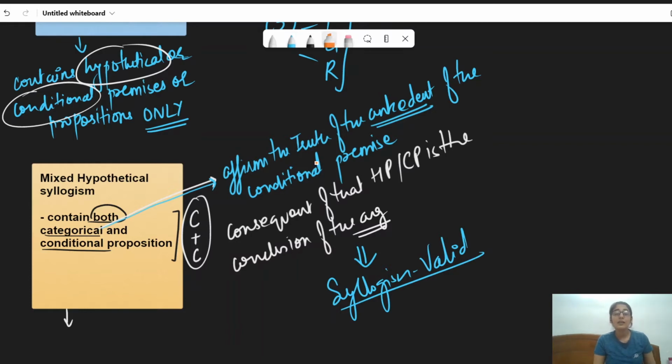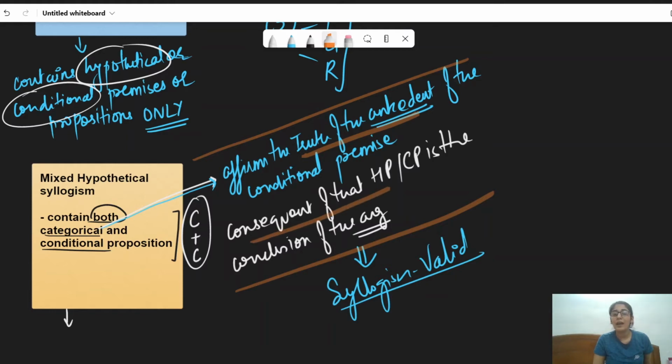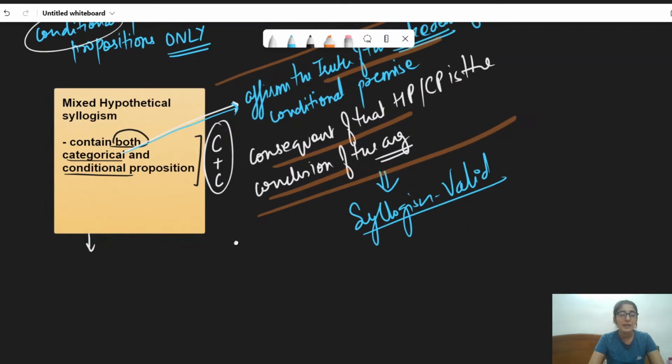Now this is the definition of it. It is very important. Let's do it again. The premises used in a mixed hypothetical syllogism affirm the truth of the antecedent of the conditional premise, and the consequent of that conditional or hypothetical premise is the conclusion of the argument. If this is in place, then we simply affirm that the argument is valid.